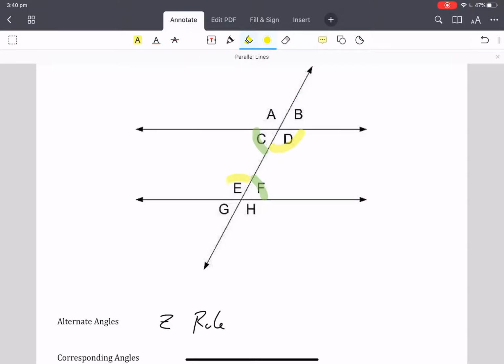Well, I reckon D and E are also the same angle. Guess what? They are alternate angles as well. The name the Z rule doesn't really work here because, does that look like a Z? Not really. Anyway, both the green and the yellow are alternate angles and they're the only alternate angles there. Nothing else is an alternate angle.